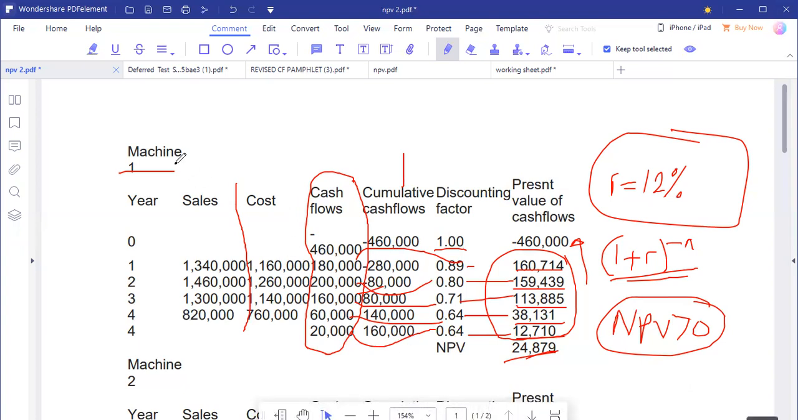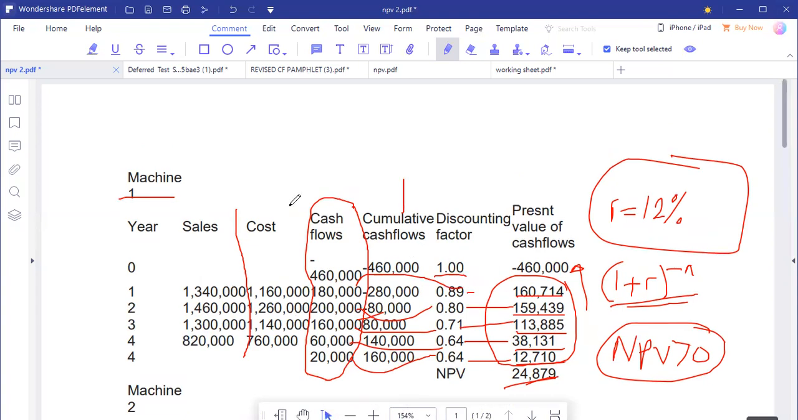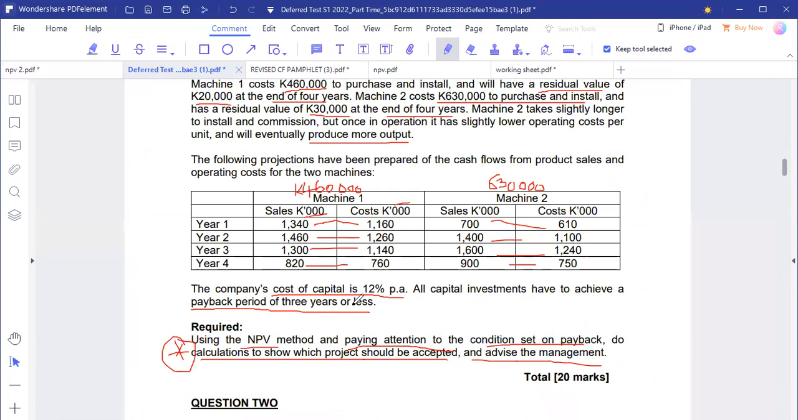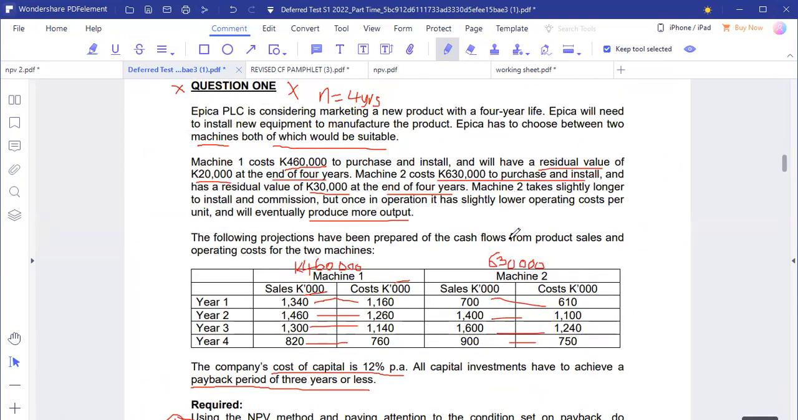So this is machine 1. This is how you have gotten the NPV here, because the question requires that we evaluate the machines based on the net present value. All right, so we have already done machine 1. So we can get down a little bit now to machine 2.